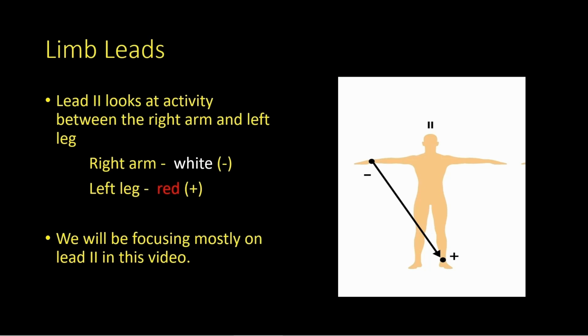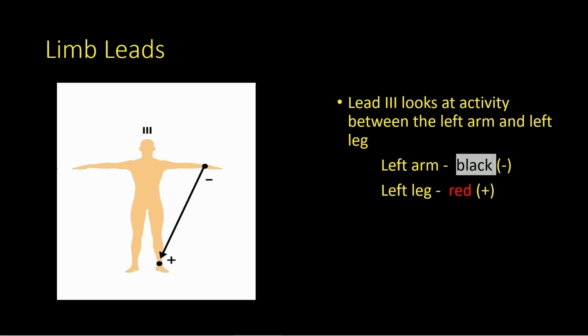Now, we can also use lead 3. In lead 3, we're looking from the left arm toward the left leg. The left arm would be the negative electrode. The left leg would be the positive electrode. An impulse moving from here down would be positive in nature because it's moving toward the positive electrode. If it was going the other way, it would be negative, or a downward deflection on the tracing.